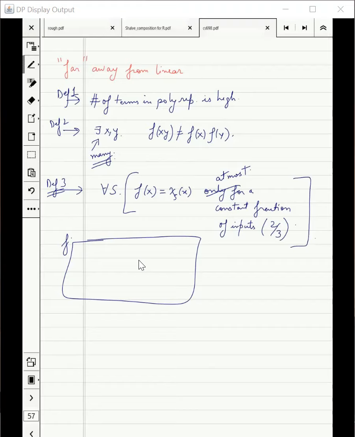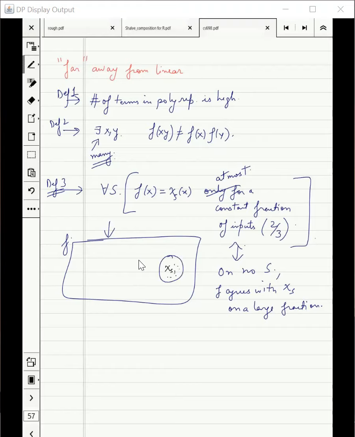So on no s does f(x) agree with chi-s(x) on a large fraction. Another way to say it is, on no s does f agree with chi-s on a large fraction. This makes more sense? Both of these are equal. This rectangle is the set of all Boolean functions. Linear functions are these chi-s's.